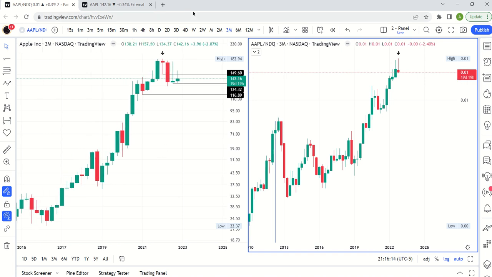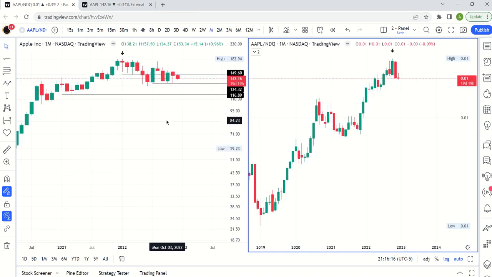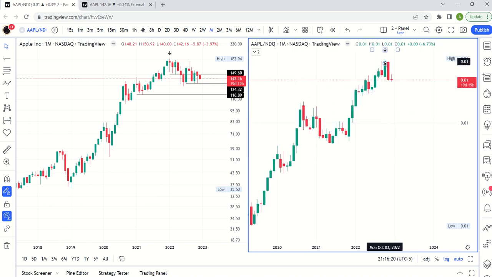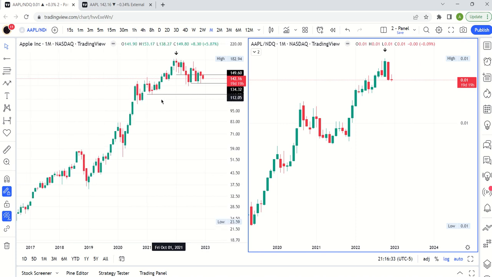And so if we zoom in on the monthly, we can see that high came in October on the ratio chart, and we can see it happened in January for the absolute chart, which is the same as the market, where we topped out and started making lower lows and lower highs. And you can see that 116 level coming into play.